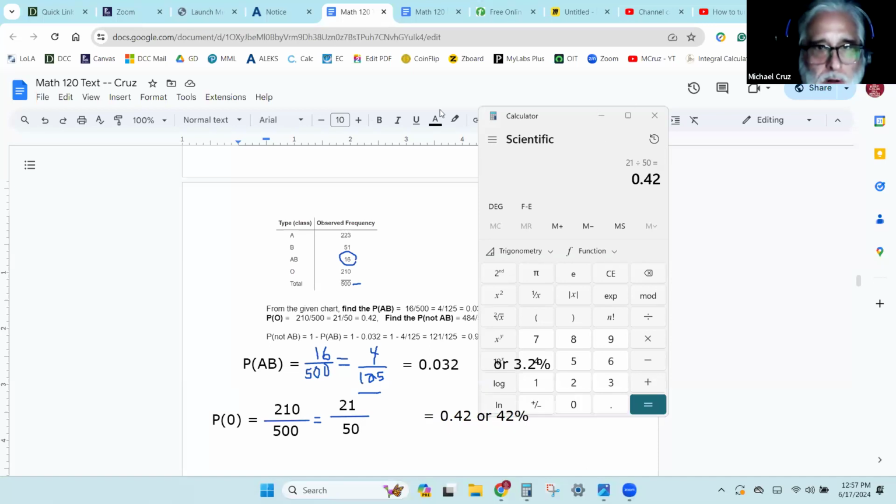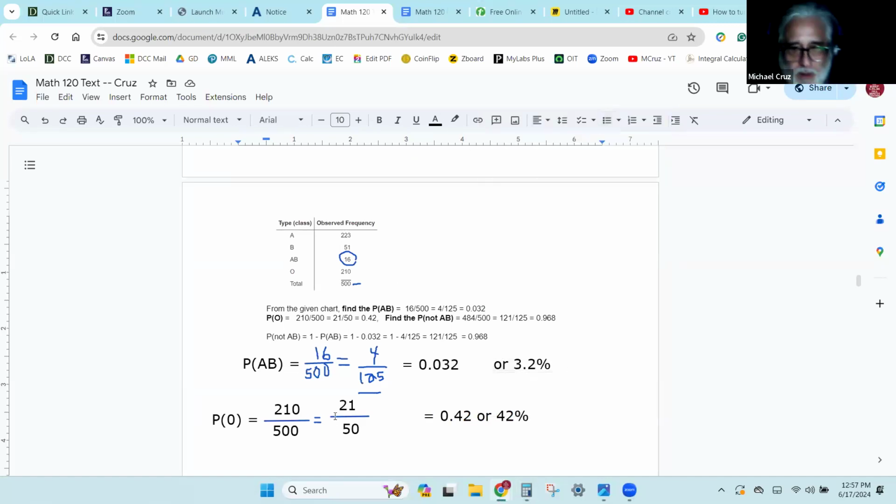So these are all the three possible ways you could answer this. This is the simplified fraction. The simplified fraction would always be the exact answer, to be safe. And then this one, when we divide 21 by 50, is 0.42, which is 42%. So about 42% are O.